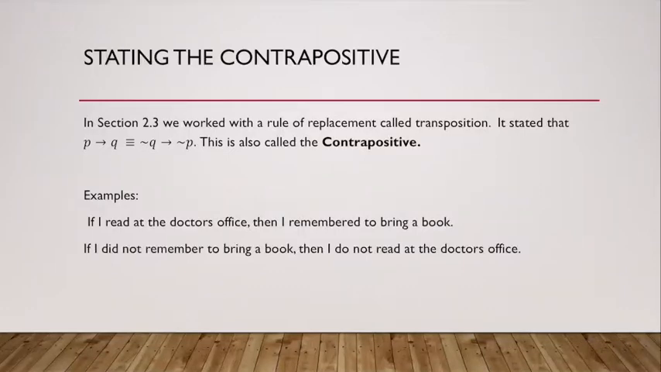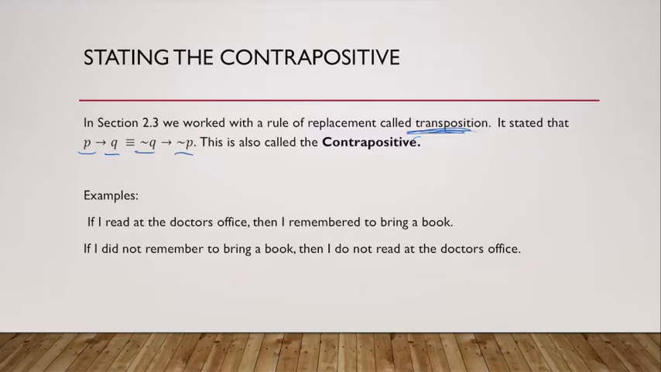So in section 2.3, we worked with a rule of replacement called transposition, okay? It stated that if P implies Q, then not Q implies not P. This is also called the contrapositive, and that's how I did our last example proof.